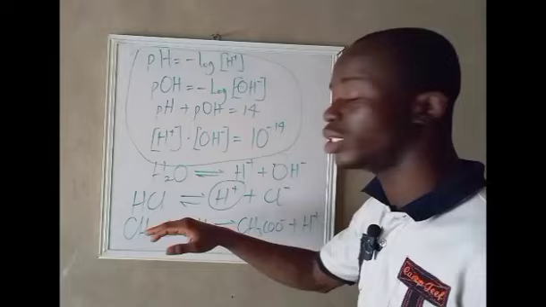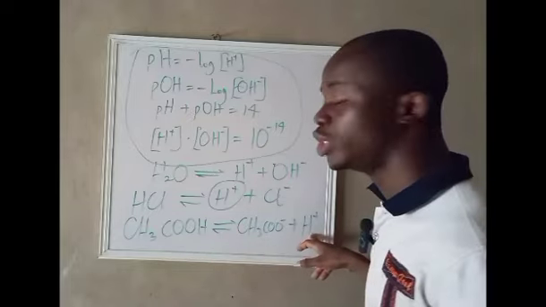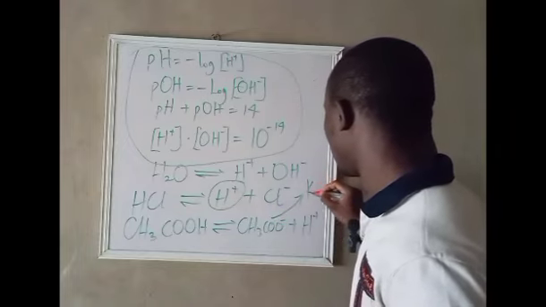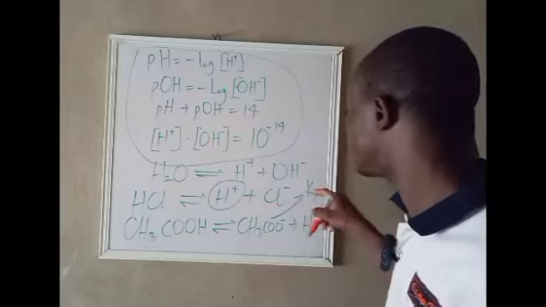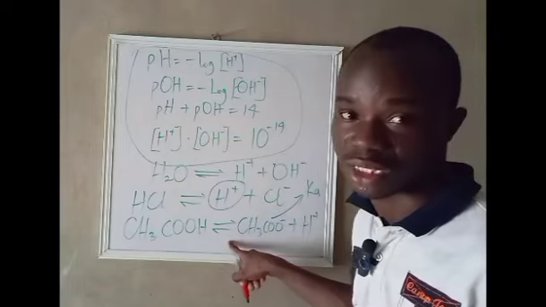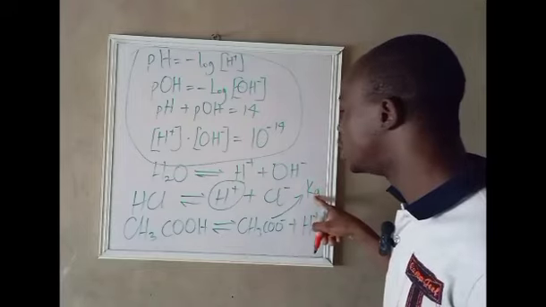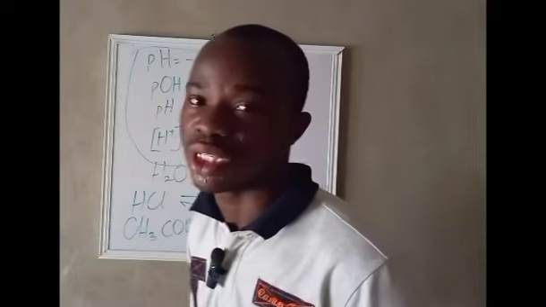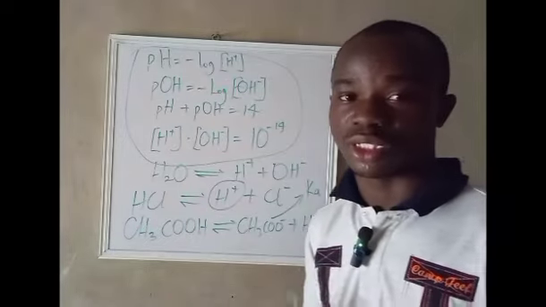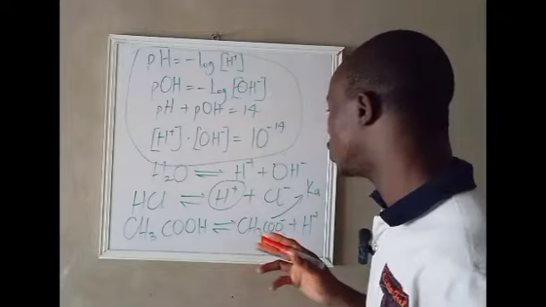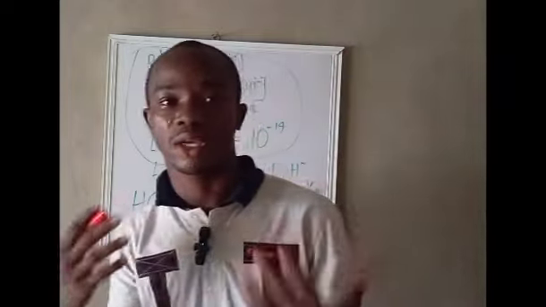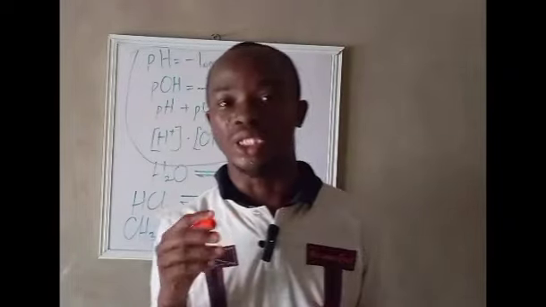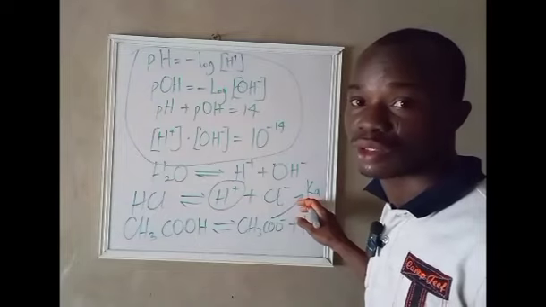So in determining the amount of H plus produced by a weak acid, we use a parameter that we call Ka, which is the dissociation constant of the acid. So Ka is only related to a weak acid or even a weak base. Although in terms of a weak base, what we have is Kb, which is the dissociation constant of the base. So Ka is just like a parameter that tells us about the extent to which a weak acid will dissociate. That's what Ka tells us about.